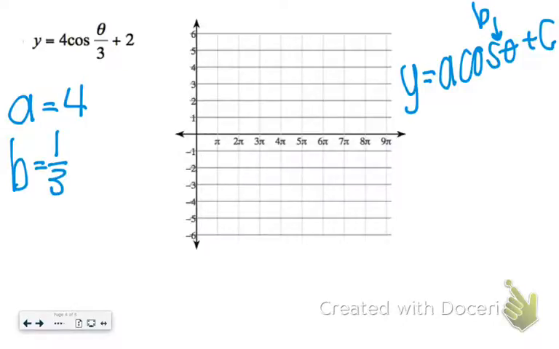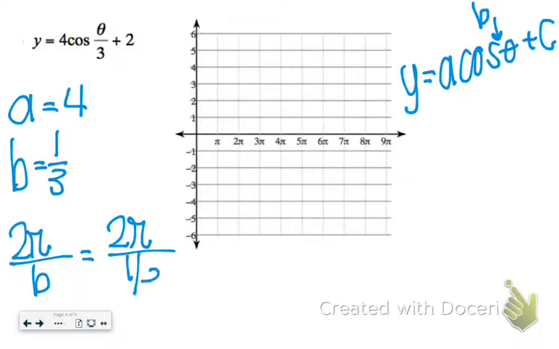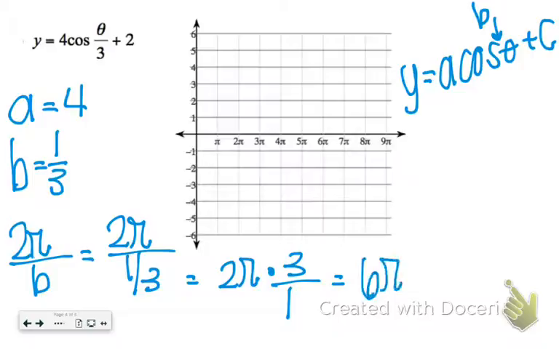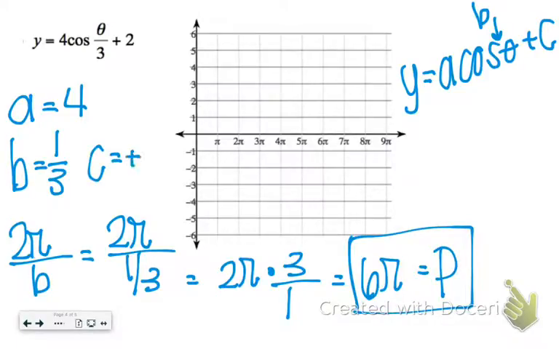Okay, my B value is 1/3. So to find my period, the period is always 2 pi divided by B. So my period is going to be 2 pi divided by 1/3, which is 2 pi times 3/1, which equals 6 pi. Okay, so this is my period. And then my C value is +2. So C equals +2, which means I'm going to go up 2.